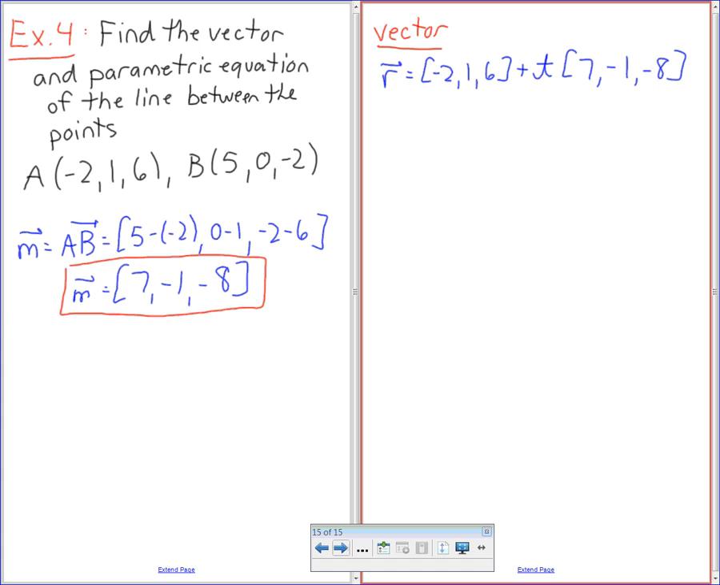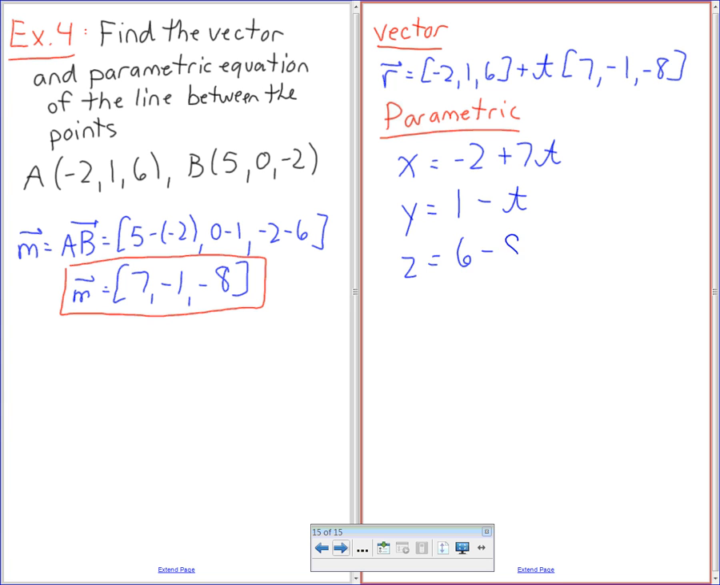Joe, go. X equals -2 plus 7t. Y equals 1 - t. Z equals 6 - 8t. Okay, so far so good?